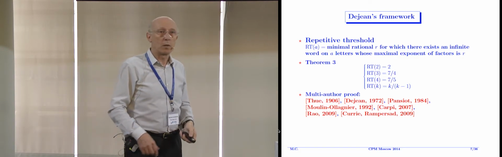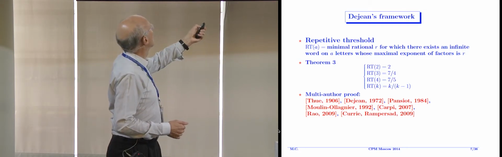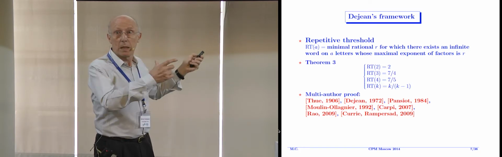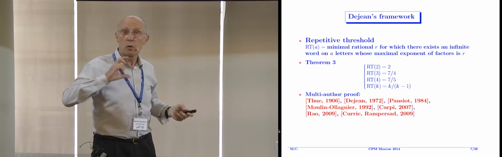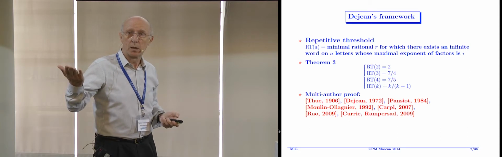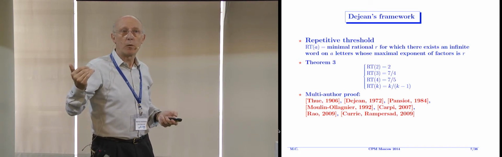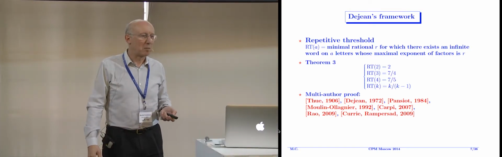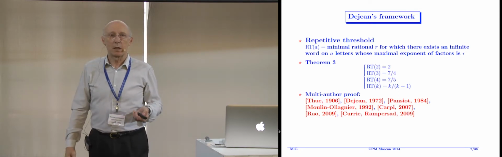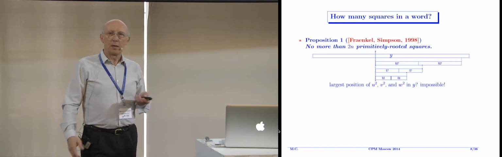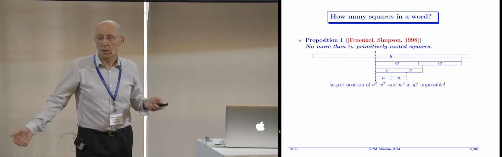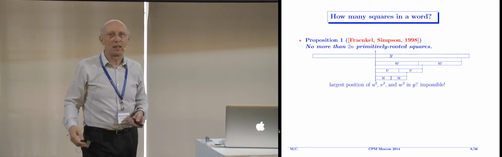And then Dejean stated all the rest. So it means that, for instance, for the three-letter alphabet, you have an infinite string in which you have repeats with exponent 7/4, but you don't have any repeat with larger exponent. Okay, an infinite string with that. And this 7/4, you cannot go below it. So this is a min-max optimization. Okay, you see the proof was not easy. So this is how much you can avoid in strings. It's given by Dejean's result. It's not her result, but this is the framework.